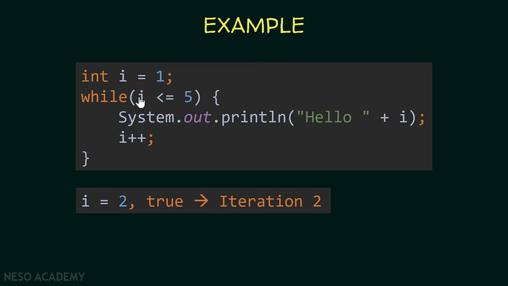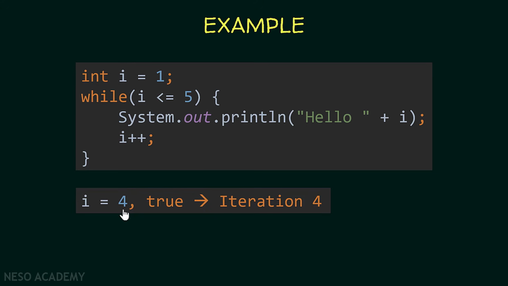So in this case, 2 is less than or equal to 5. This is true. So now we are going to re-execute the body of the while loop. So we are going to print hello 2, and after that we will increment I. So now I is equal to 3 and the body of the while loop ends over here. So we will do the same thing. We will go to the beginning and check the condition. So 3 less than or equal to 5, this is true. So we will print hello 3 and after that increment I.